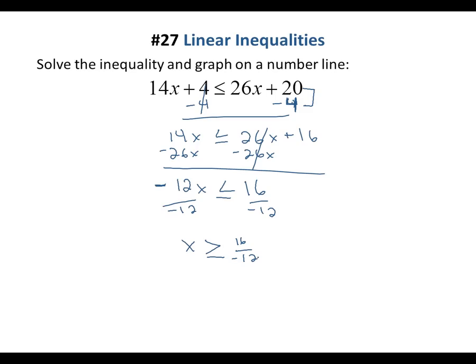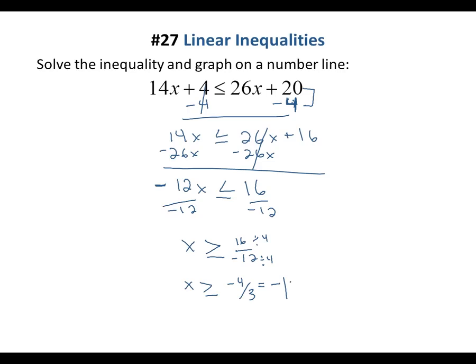The 20 and the negative 4, plus 16. Sorry, my 4 looks kind of ugly. All right, there you go. And again, I like my x on the left-hand side, so I would do minus 26x, minus 26x. So how many x's? I know it's going to be a minus, right? Minus what? 12, less than or equal to 16.